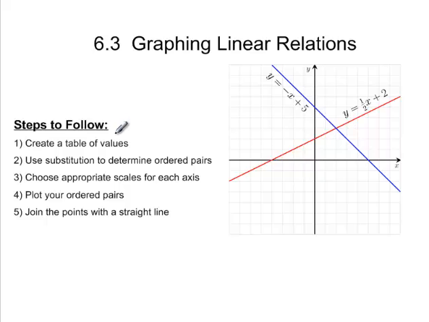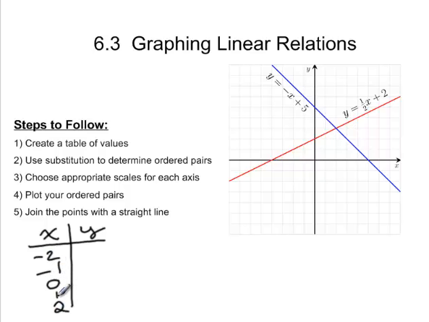So there's a few steps to follow. The first thing we're going to do is create a table of values. So when you're creating a table of values, it's just a very simple t-chart with your x values on the left and your y values on the right. So the way you're going to do this is pick some random x values. Usually we want to choose some negative and positive ones. So we'll do something like this.